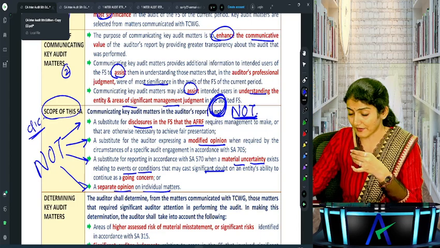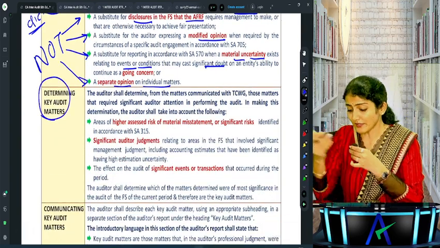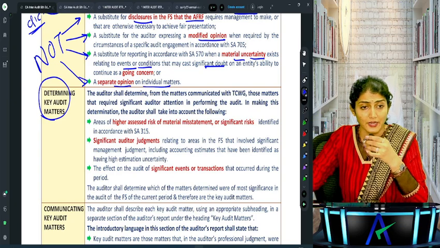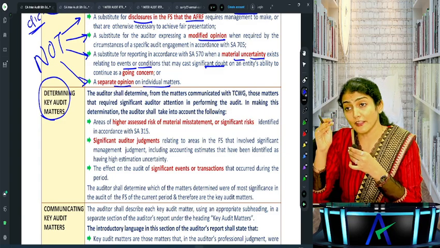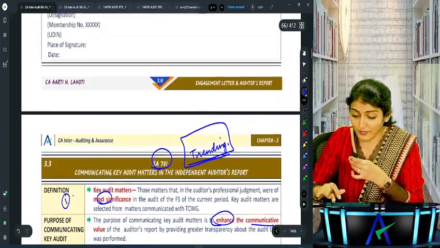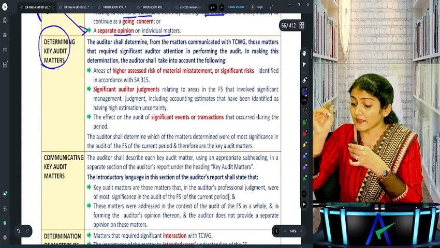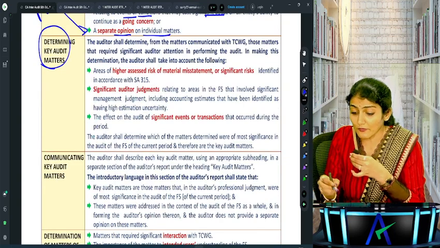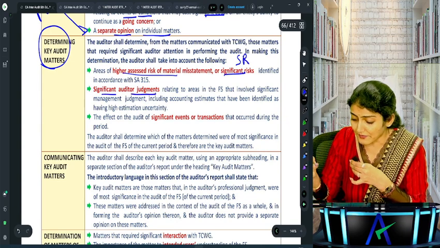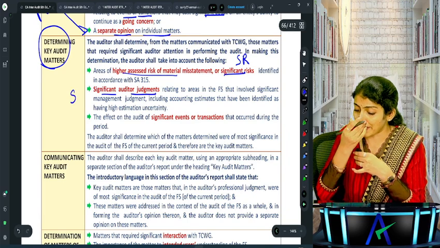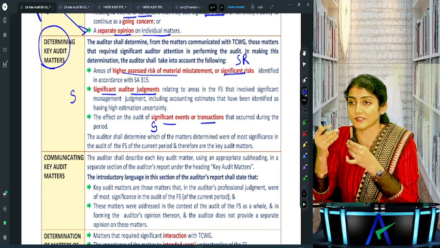Okay, then how to determine whether a particular matter is a key audit matter? I'm doing an audit, hundreds of matters keep coming out. Out of that, how do I identify that this is a key audit matter? What are key audit matters? Matters which are of most significance. So most significance means significant, right? So areas of higher assessed RMM or significant risk, and significant auditor judgment relating to areas that involve significant management judgment, and the effect on the audit of any significant event or transaction that took place during the period, right?